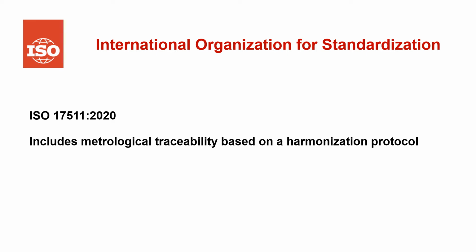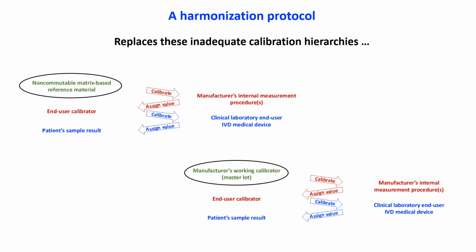ISO published an updated version of its 17511 document on metrological traceability. The updated version includes metrological traceability based on a harmonization protocol. The harmonization protocol replaces these inadequate calibration hierarchies described in 17511.